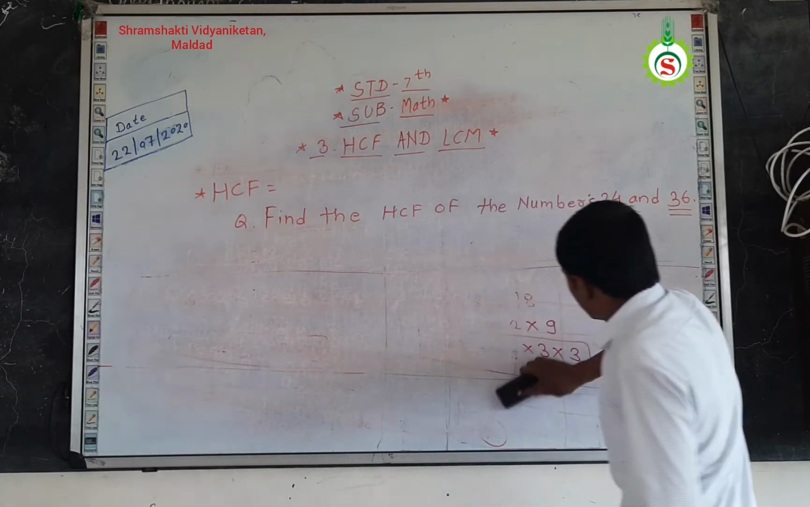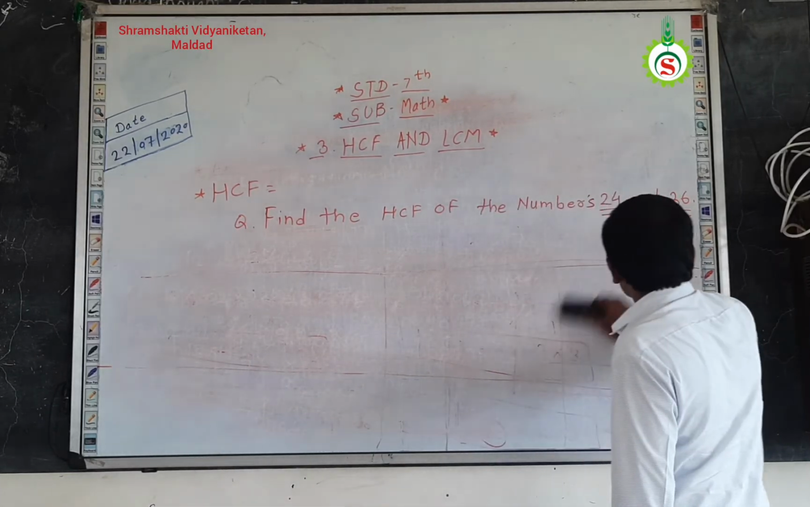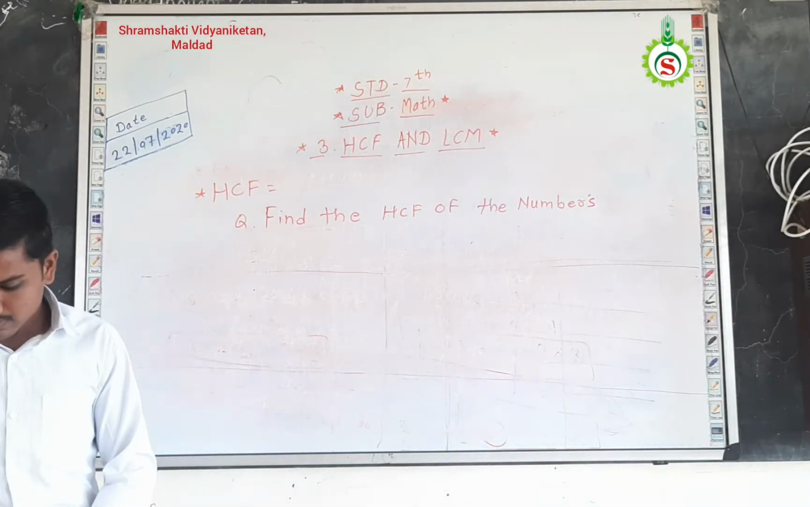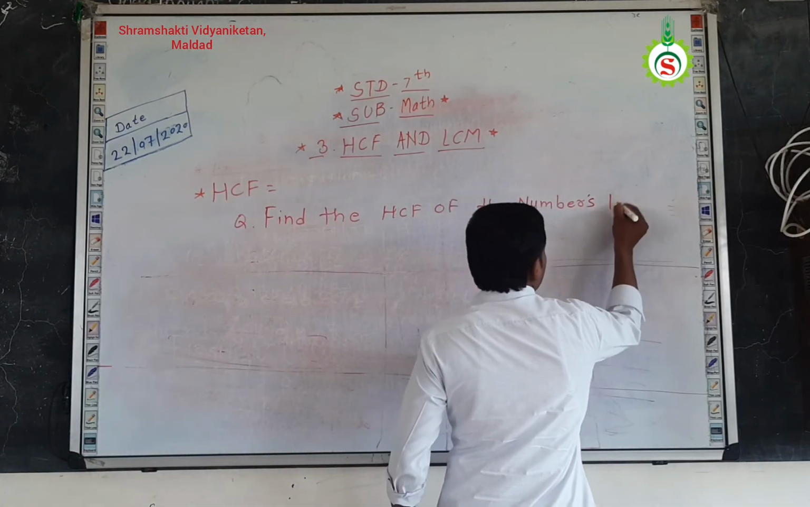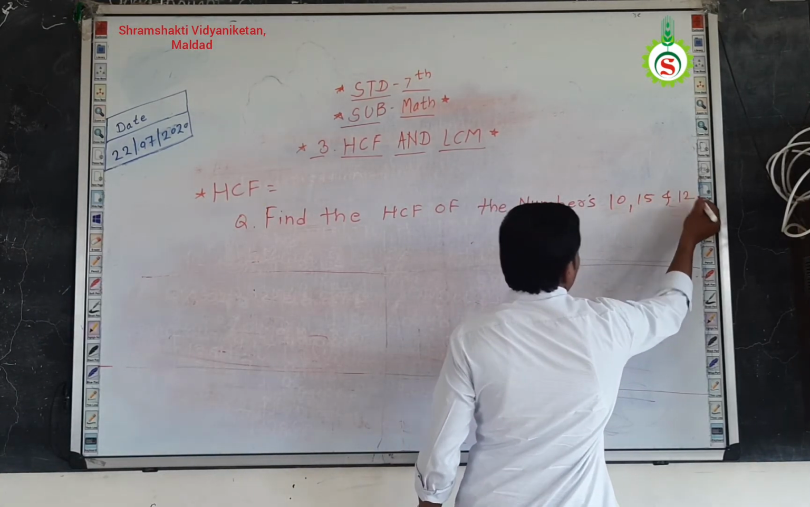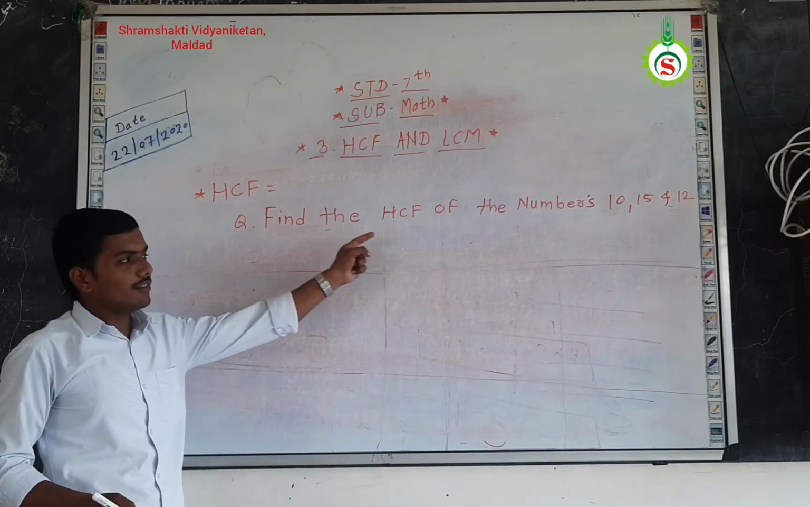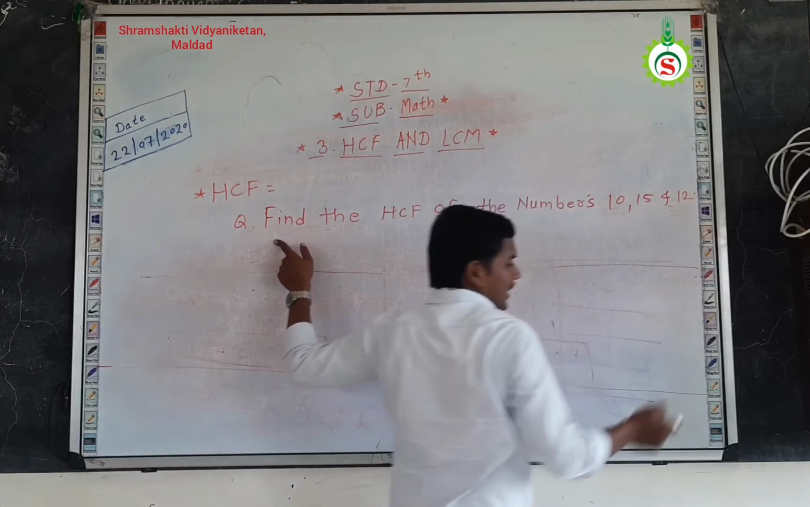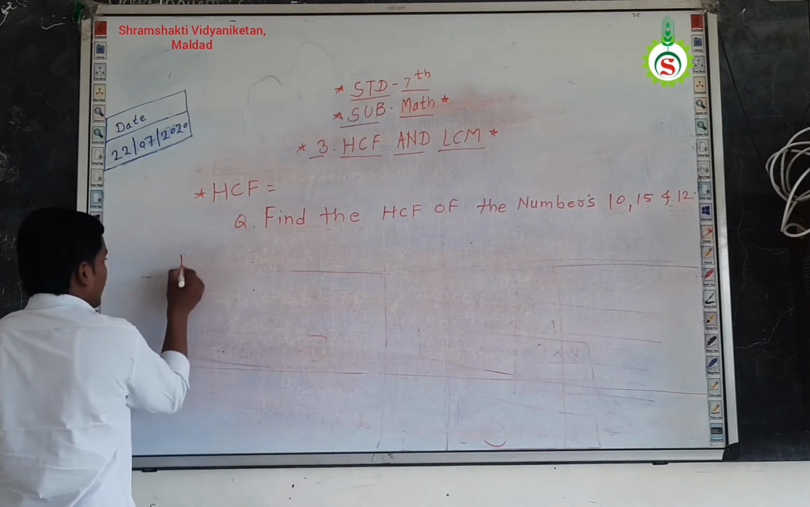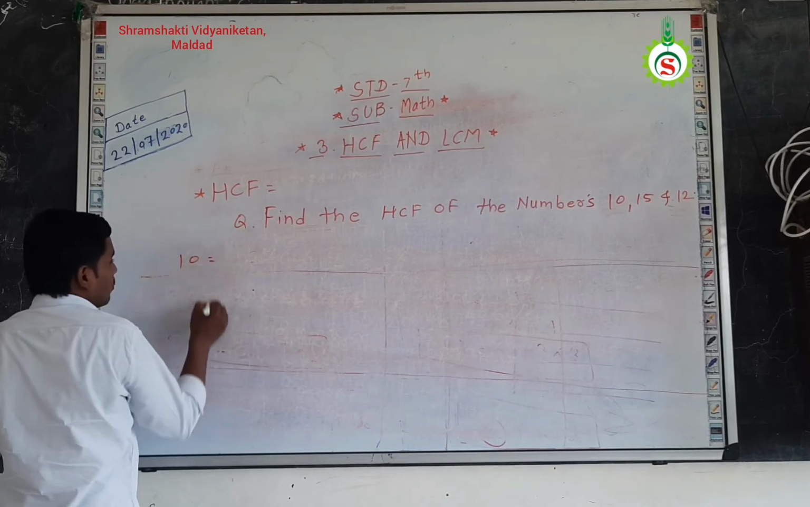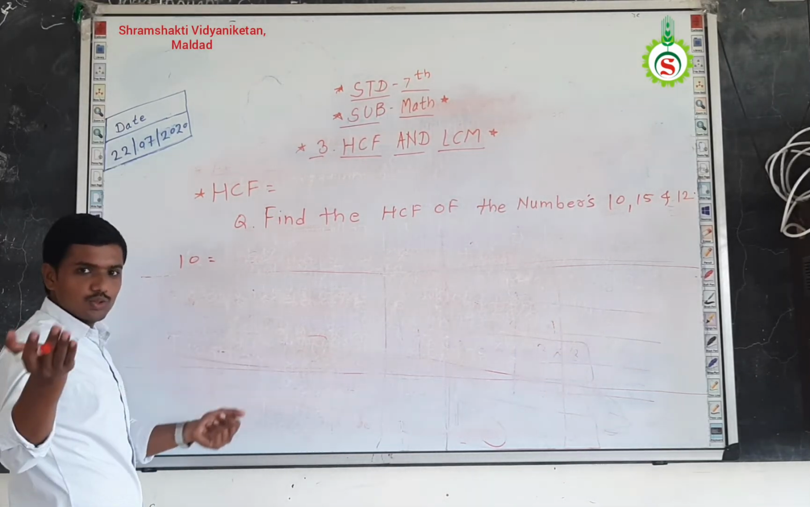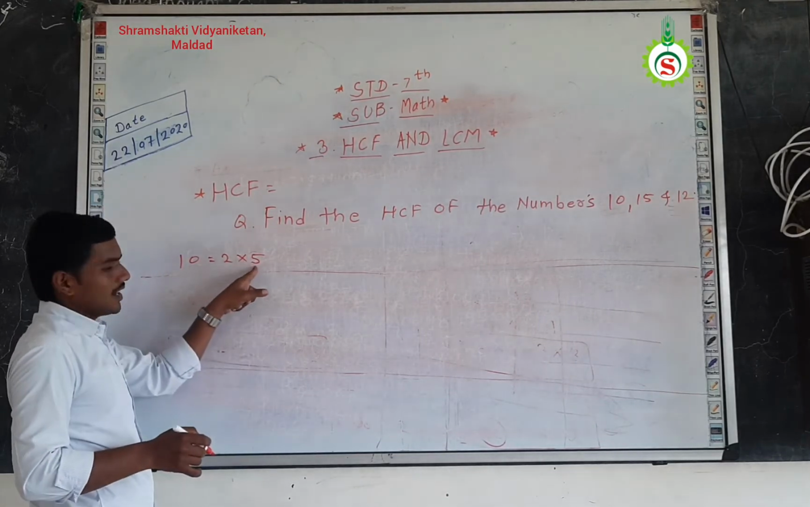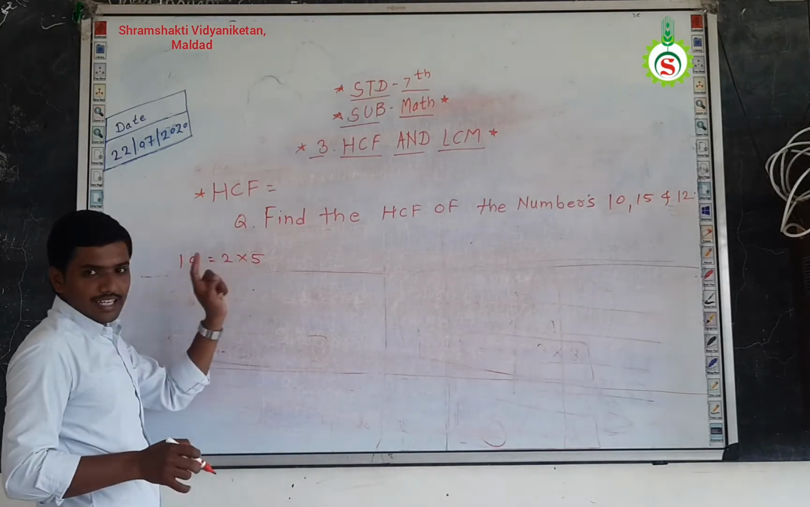Now, we have to find the HCF for numbers like these: 10, 15 and 20. If you want to find the HCF of the three numbers by the factorization method, it is simple. I will take the factorization of all the numbers. I will use the horizontal method; you can also use the vertical method. For 10, it is 2 into 5. 2 is not divisible by another number, and 5 is also not divisible by another number. That means factorization is over.